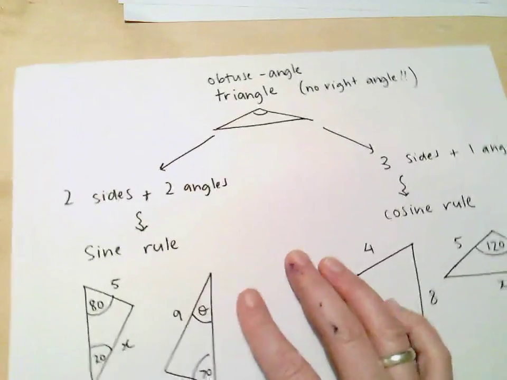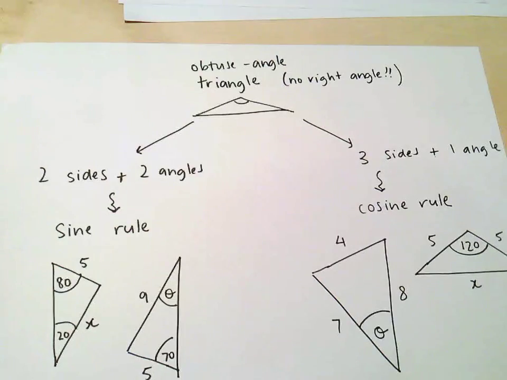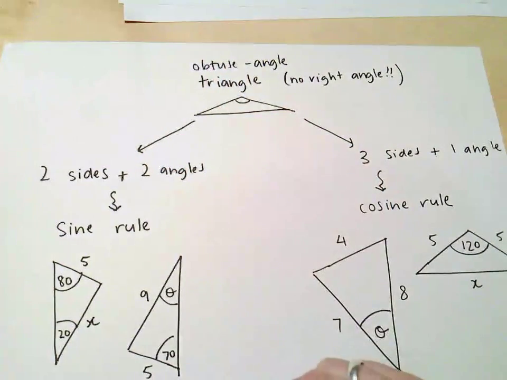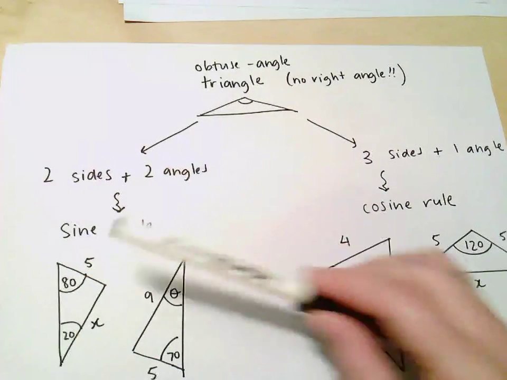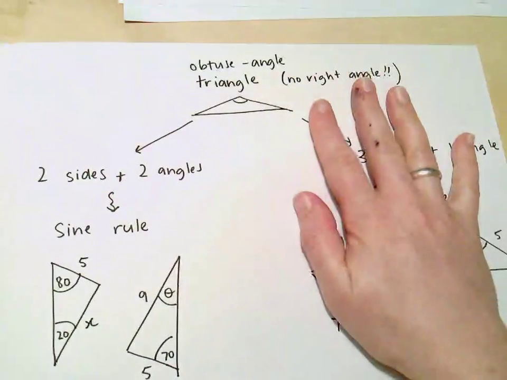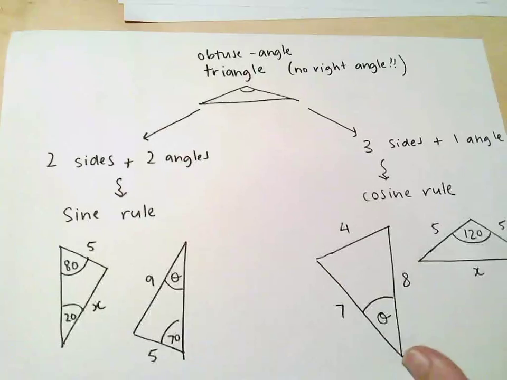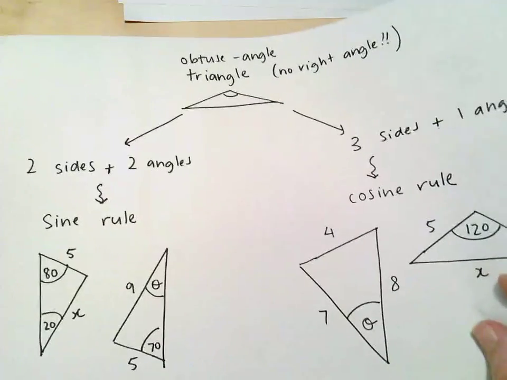last. As I said in the last video, there's two rules that we're going to be using for calculations with obtuse angle triangles. The first rule is the sine rule, and the second rule is what we call the cosine rule. This video is not going to deal at all with the cosine rule, it's only going to look at the sine rule. So let's get into what this particular rule means and how we use it.